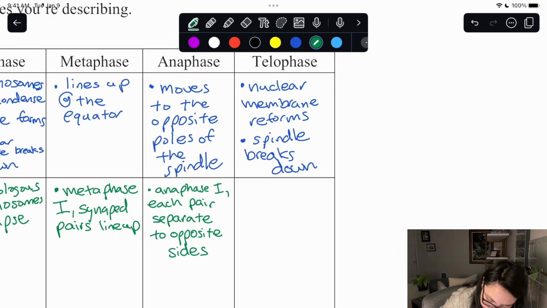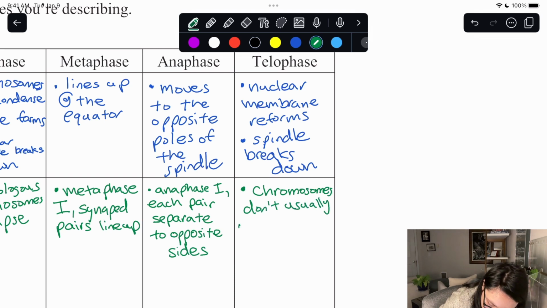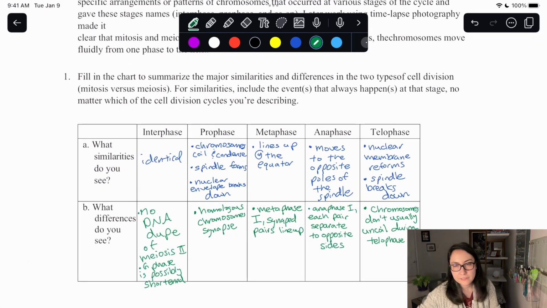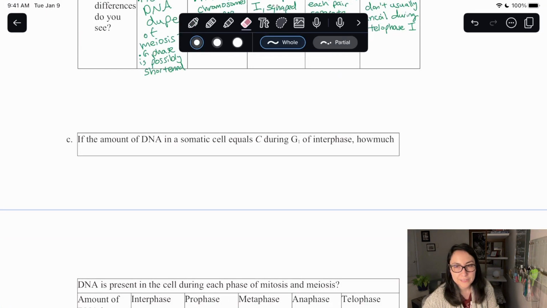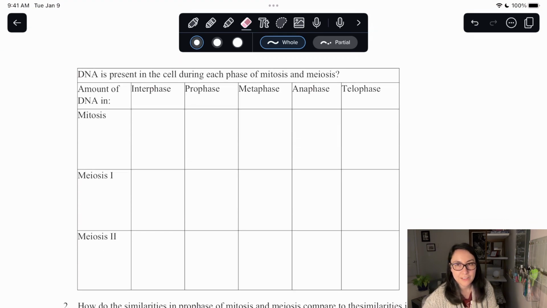And the last thing in telophase is that chromosomes don't usually uncoil during telophase 1. So if you're noticing a theme, telophase 1 is a little bit of the strange one versus the second phase. Second phase tends to mimic mitosis more. Meiosis 1 is kind of like doing its own thing.